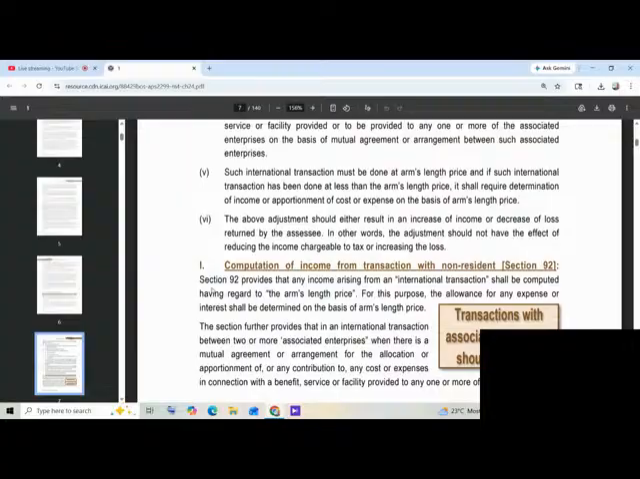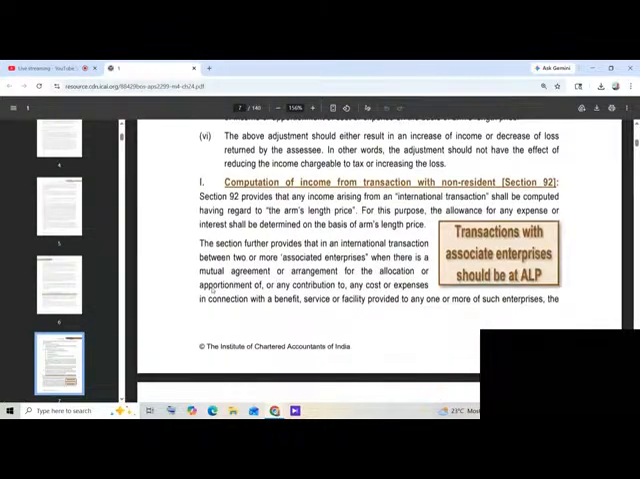And finally, the above adjustment should either result in an increase of income or decrease of loss returned by the assessee. In other words, the adjustment should not have the effect of reducing the income chargeable to tax or increasing the loss. Computation of income from transaction with non-residents, Section 92.